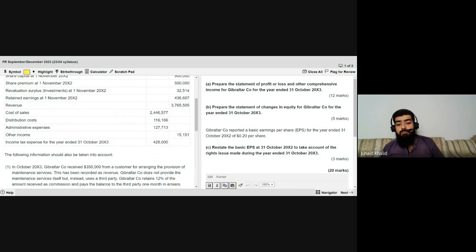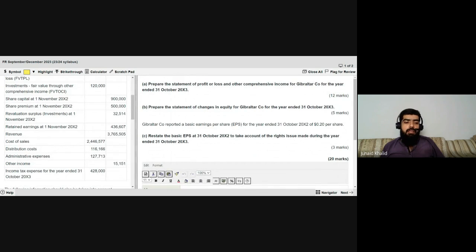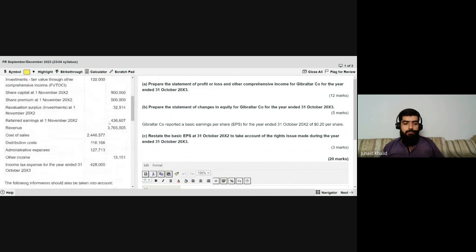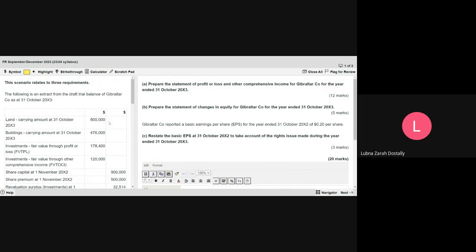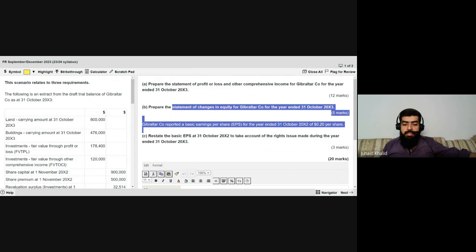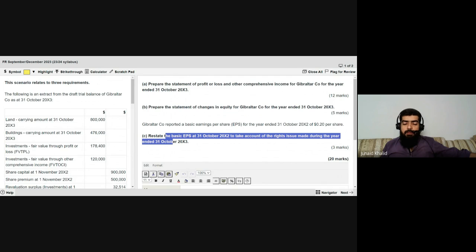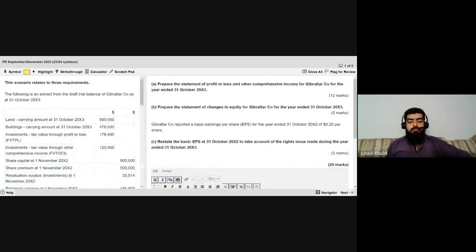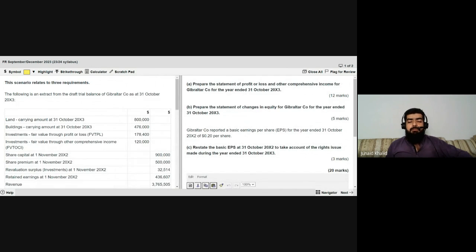Let's read out the requirement of this question, what actually the examiner wants. If there is any confusion related to that one, please let me know. Now the requirement is that you need to prepare the profit and loss, that is the income statement. You need to prepare the statement of changes in equity, and there is another requirement, that is basic EPS. You need to calculate or recalculate the basic EPS. Let's first try to solve the first requirement, that is the income statement.